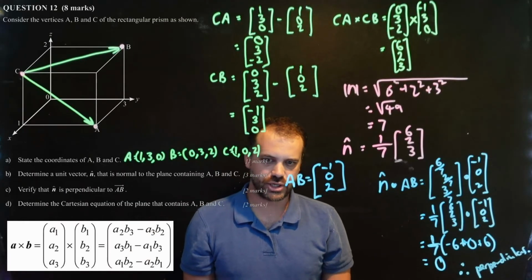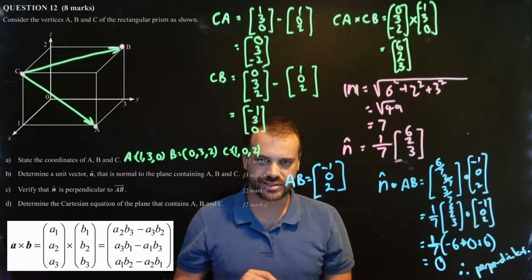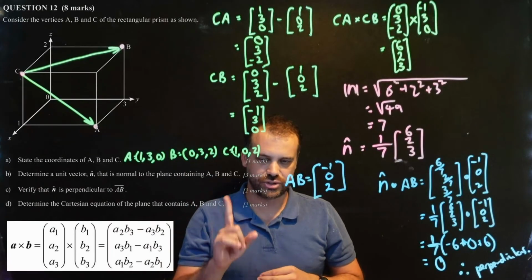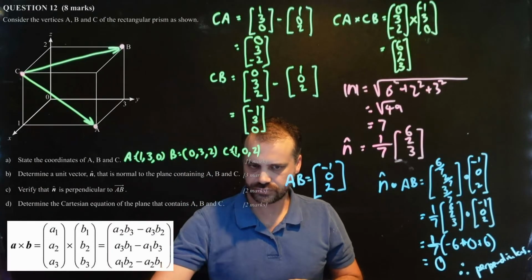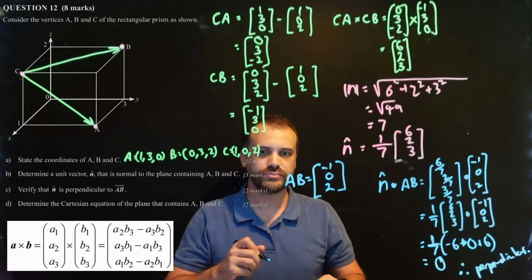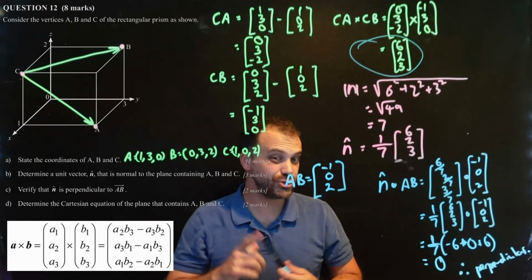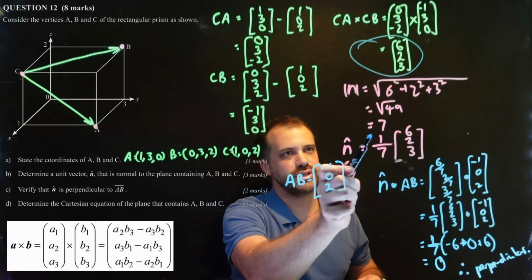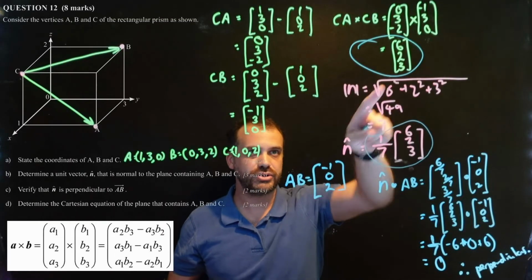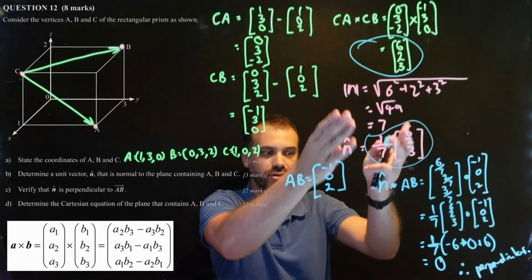Determine the Cartesian equation of the plane that contains A, B, and C. I'm going to get rid of some of this just so I can make it happen. What do I need to determine a Cartesian equation of the plane? Well, I need a vector that is normal to the plane. And I can use this one here, because that vector is normal to the plane. I could also use this one here. So either of those would work just fine, but I'm going to use that one there, which means I think that I can just kind of get rid of all of that.